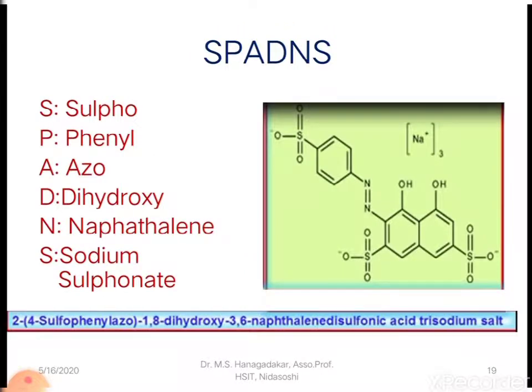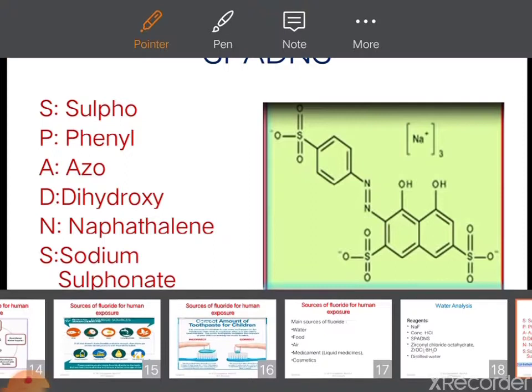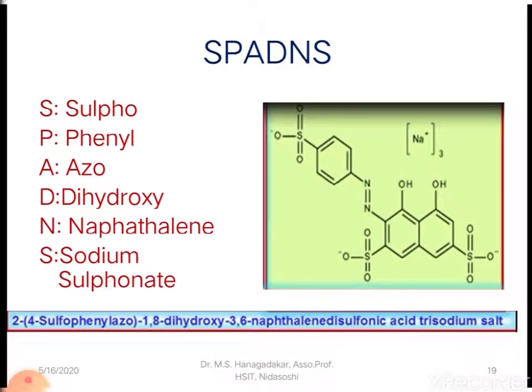So this is the structure of the SPADNS reagent. Here S stands for the sulfo group. P stands for phenyl, A stands for the azo group, what you can see. Then D stands for dihydroxy, you can observe here, dihydroxy, and naphthalene group, what you can observe, naphthalene. And S stands for sodium sulfonate.